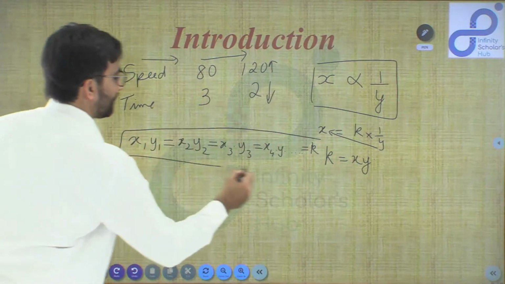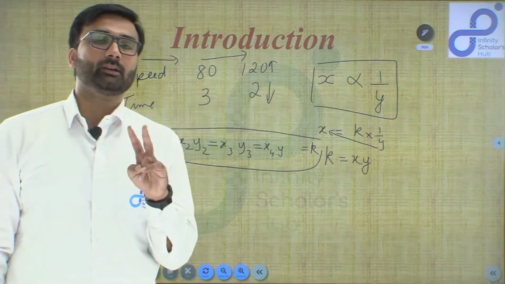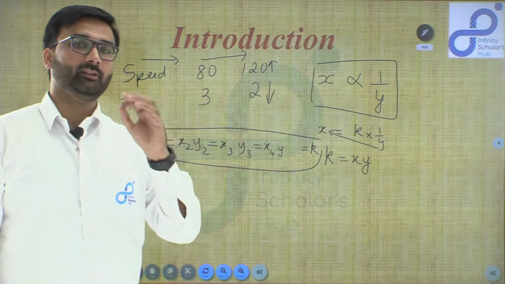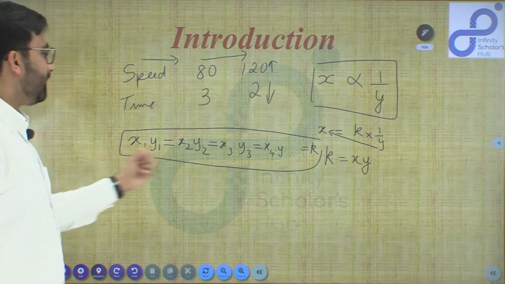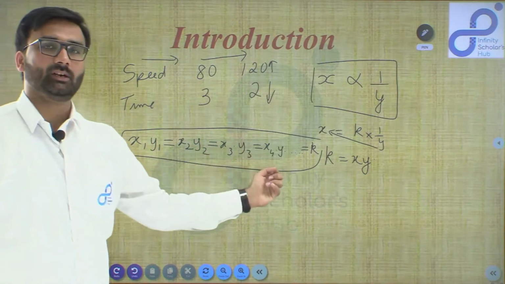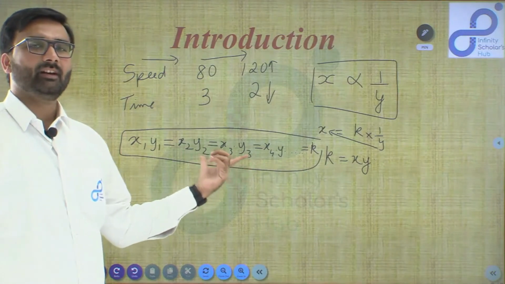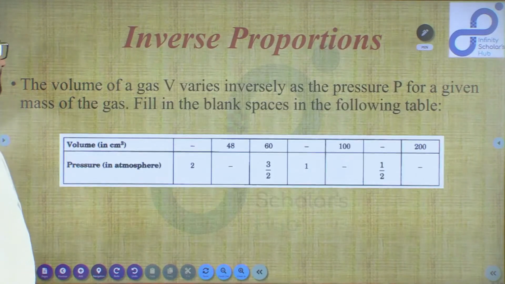So for inverse proportion, you should always remember this condition. Okay, you have to multiply the two quantities, which will give you the value equal to the constant. Okay, so considering this particular equation, we will apply it to a sum of inverse proportion. So let's see a sum on inverse proportion.